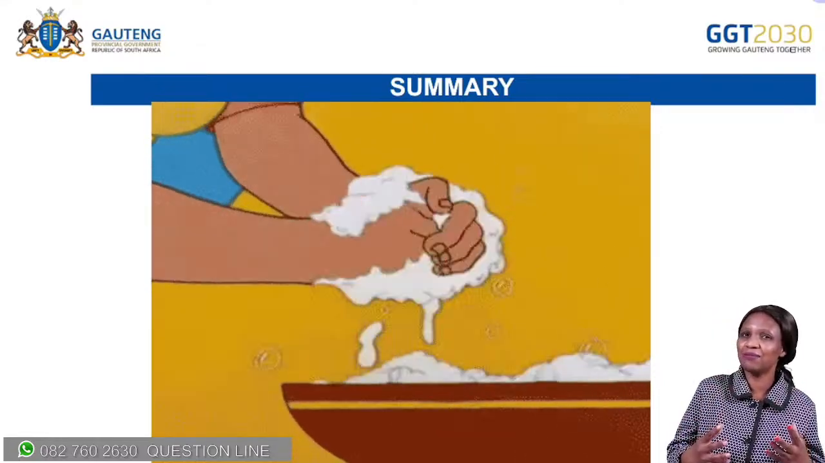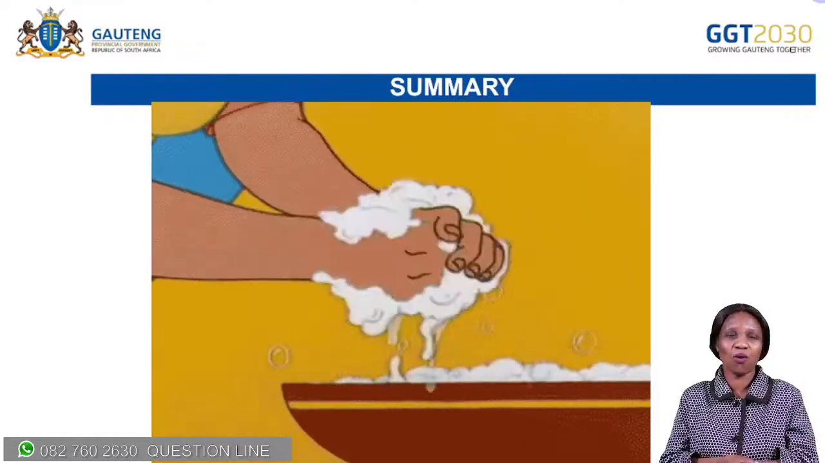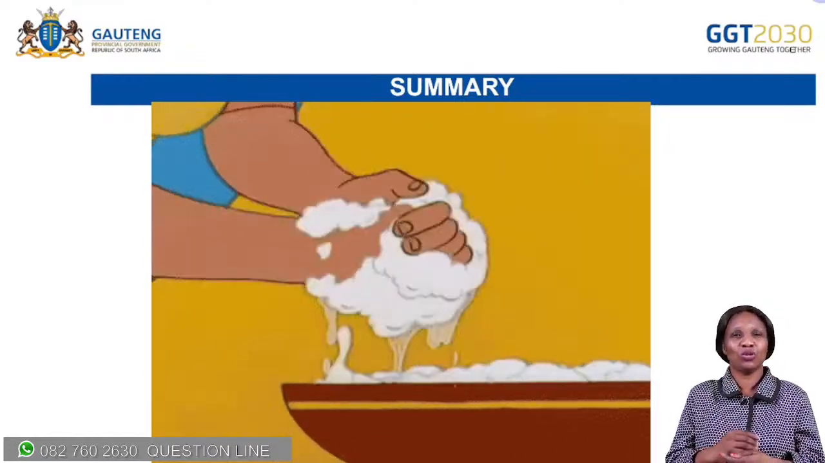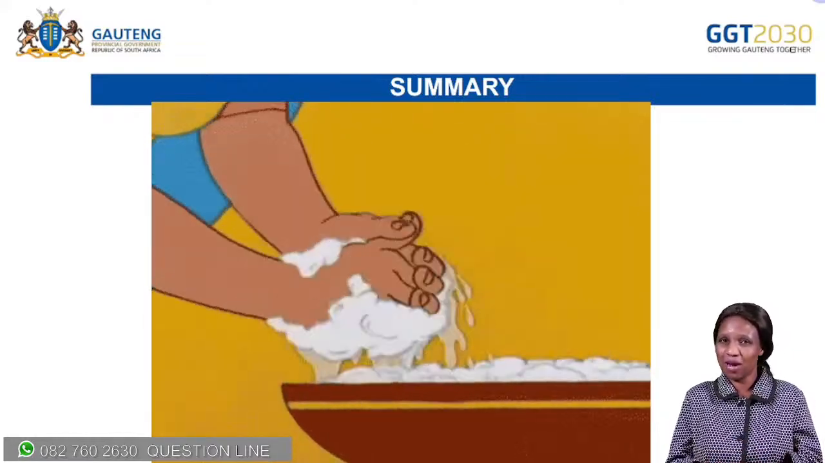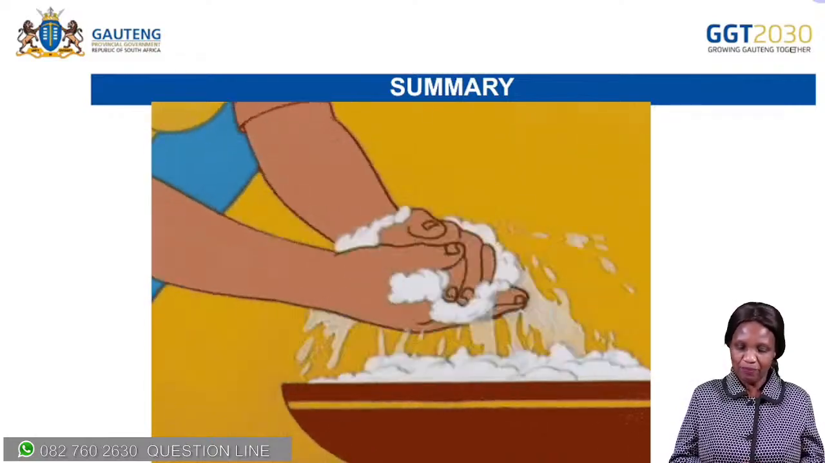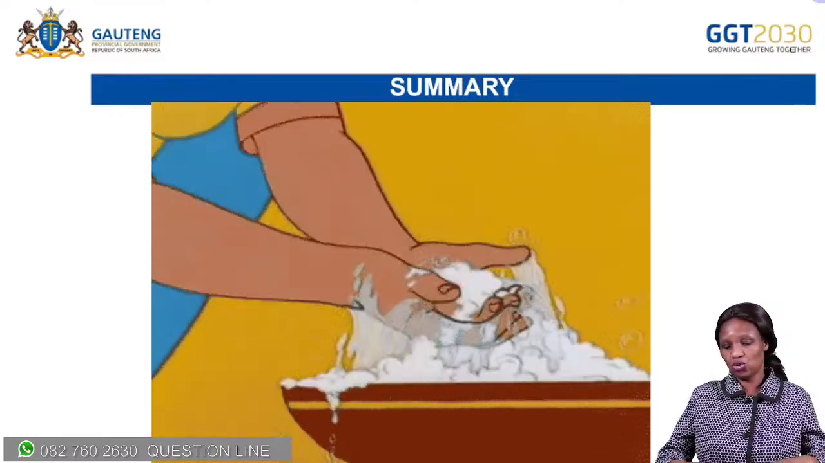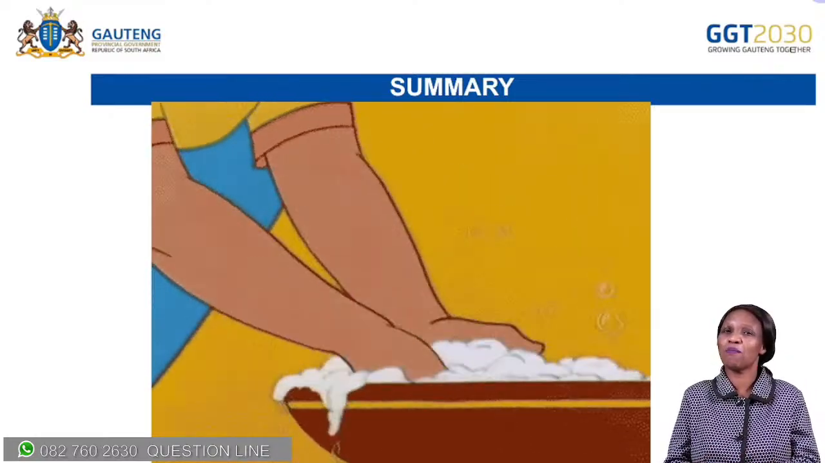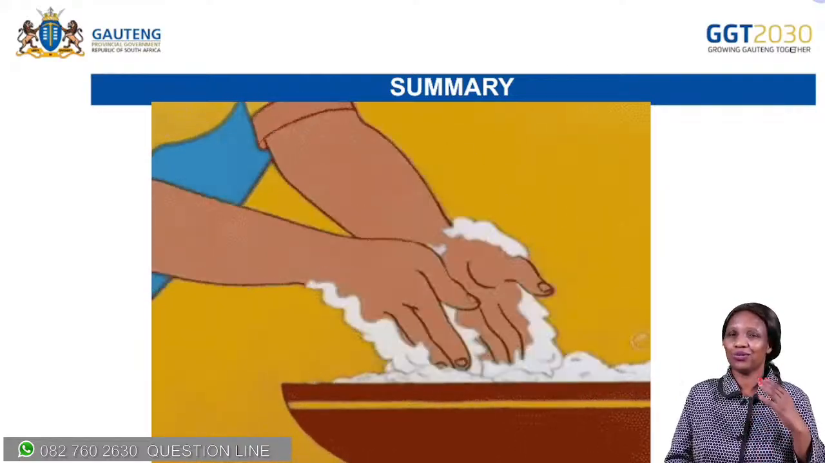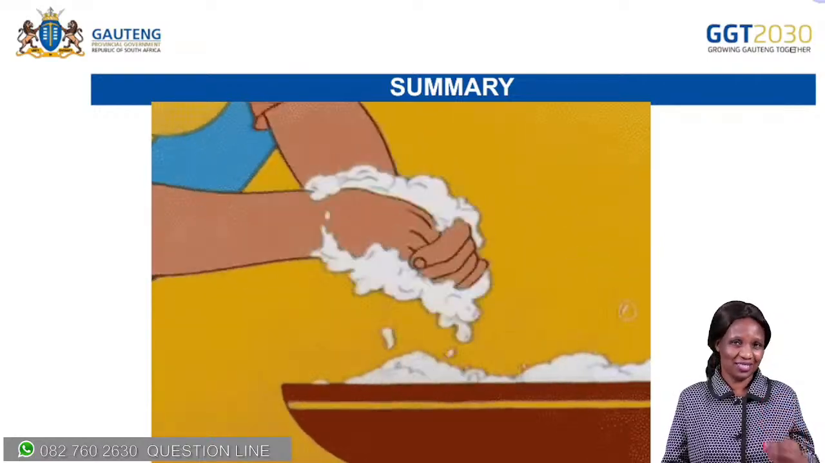And at times we sanitize our hands. We sanitize our hands to get rid of microorganisms. Do you get that? And then look at the woman. She's washing her hands in soapy water in order to get rid of diseases.